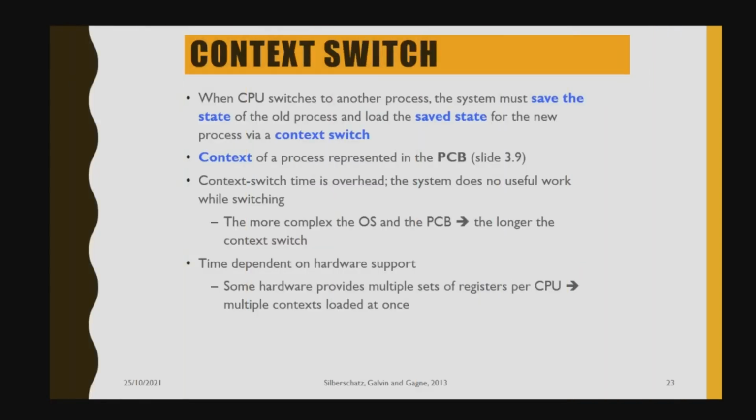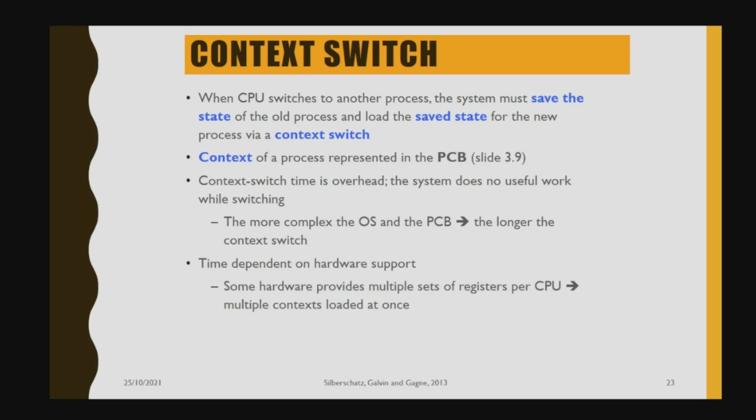Okay, when the CPU switches from one process to another process, the system must save the state of the old process and load the saved state for the new process via a context switch. The context of a process is represented in the PCB. You can refer to slide 3.9.